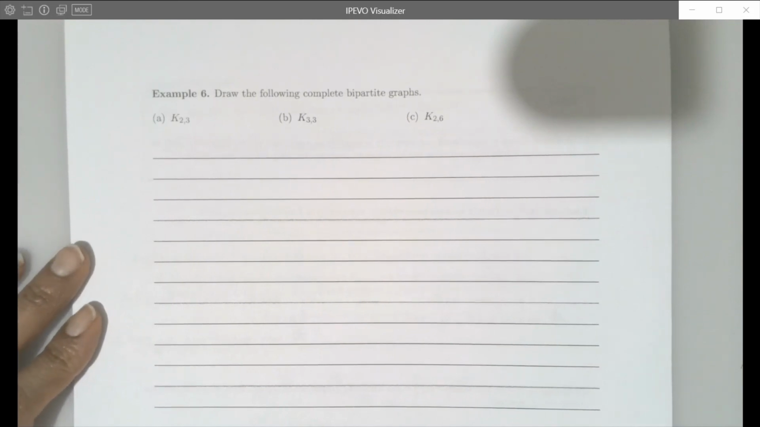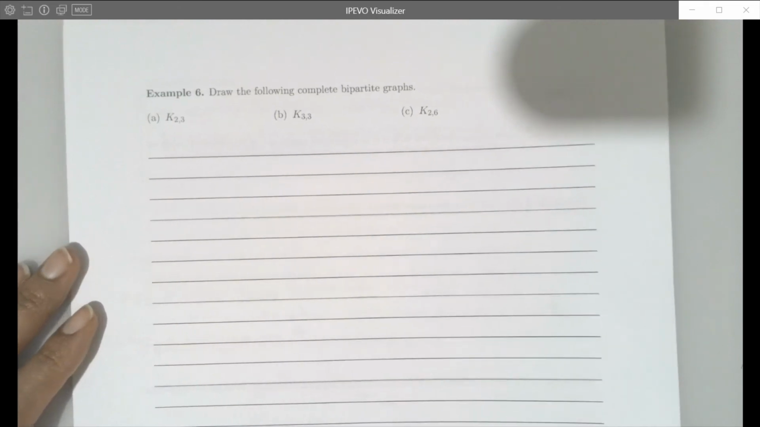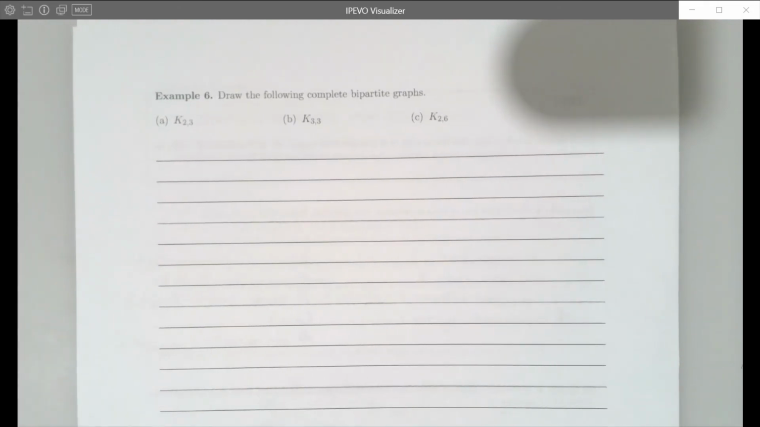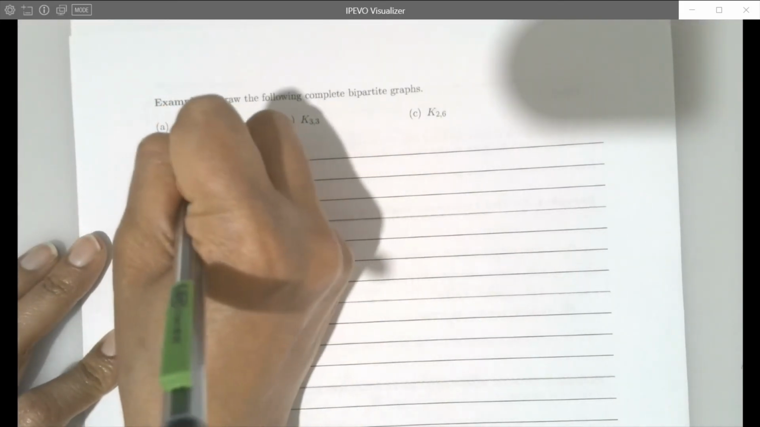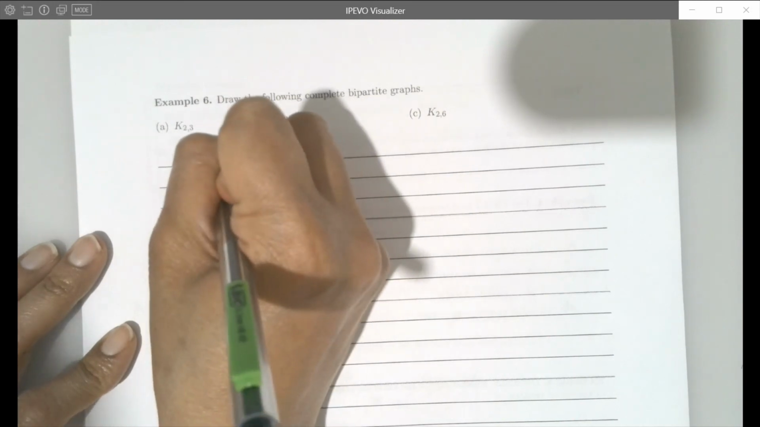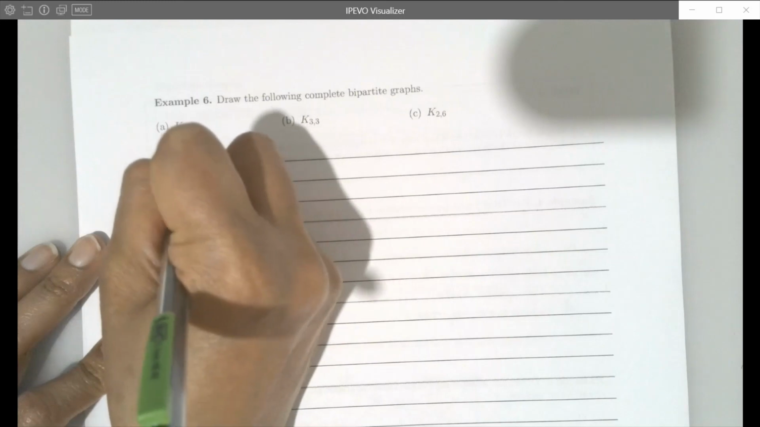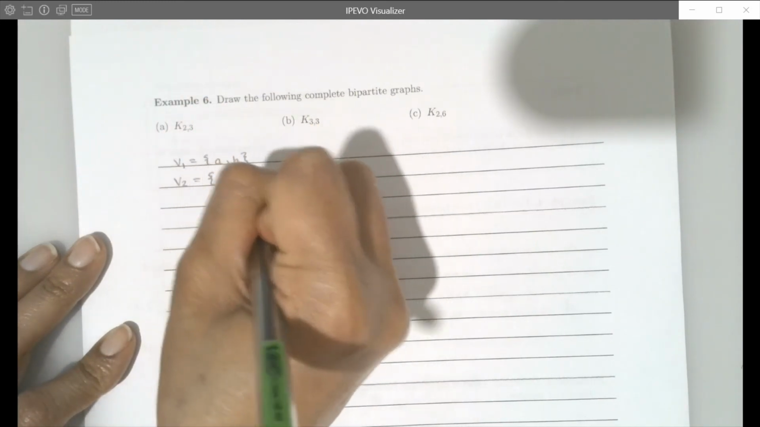And one more example. They want us to draw the following complete bipartite graphs. So remember, complete means it's going to be bipartite, and we're going to have all possible edges between the two sets of nodes. Okay, so K2,3 means that our first set of vertices, V1, has two nodes in them, so let's just call them A and B. And the second set of vertices has 3 nodes, so we'll call it C, D, and E.